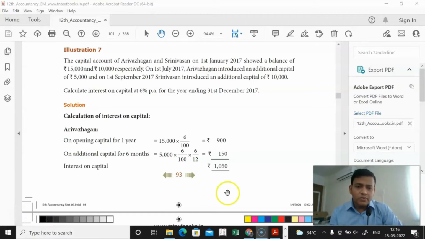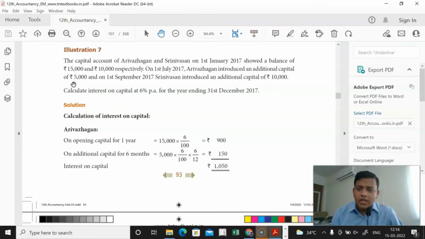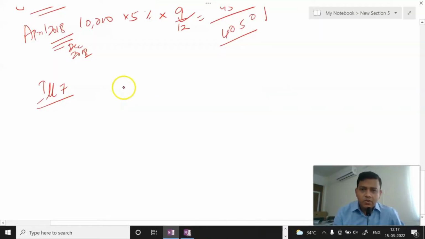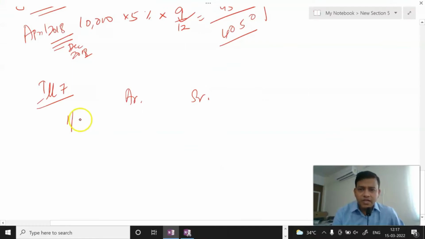Okay, so we'll quickly write down the entire question. We'll start with Illustration 7. It says that the capital accounts of Arivaragan and Srinivasan on 1st January 2017 showed a balance of 15,000 and 10,000. So we'll put 1st January, 15,000 and 10,000.